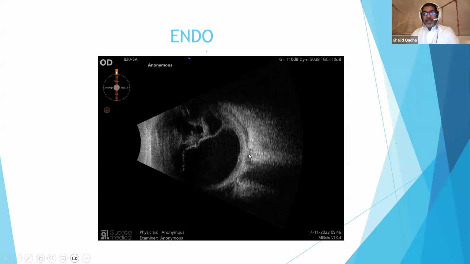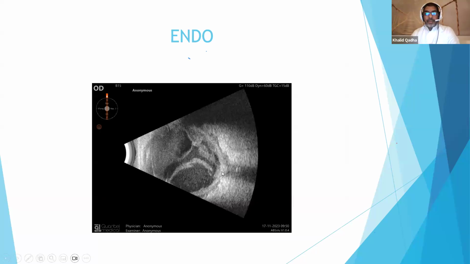Sometimes some patients come with low or hyper-reflective scleral area. Usually that will indicate, sometimes it will indicate scleritis. That's why you need to ask about the history of the patient. If the patient is coming with severe pain and recent surgery, most of the time it will be endophthalmitis.